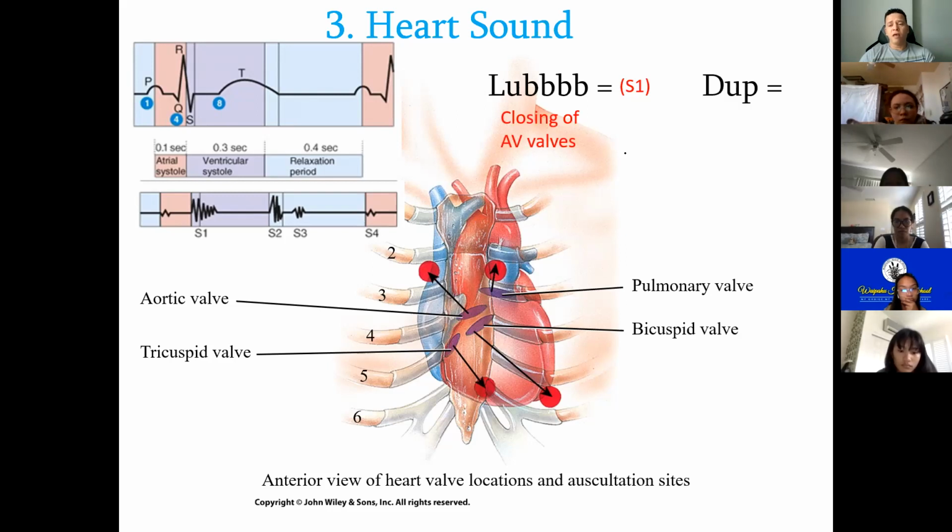Both the right AV and the left AV close at the same time, because both ventricles contract and squeeze at the same time, pushing blood into the pulmonary trunk or the ascending aorta. The other sound, the S2 sound, is the closing of the SL valves. It's a fainter, shorter sound, the pulmonary and the aortic valves closing at the same time.